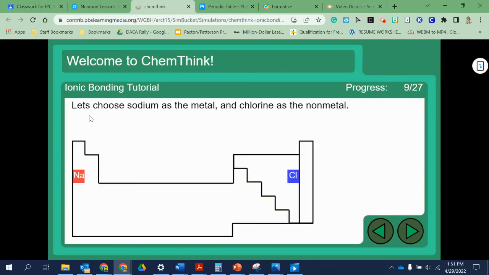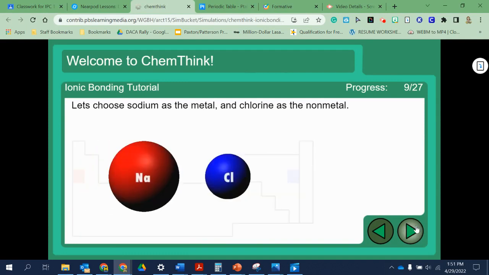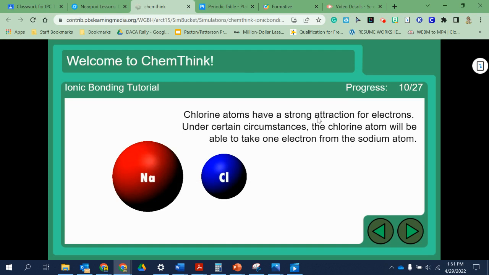Right, so it says here, let's choose sodium as a metal and chlorine as a nonmetal. We're going to see this example quite a bit. Here you see chlorine atoms have a strong attraction for electrons, these blue ones. Under certain circumstances, the chlorine atom, the blue one, will be able to take one electron from a sodium atom.